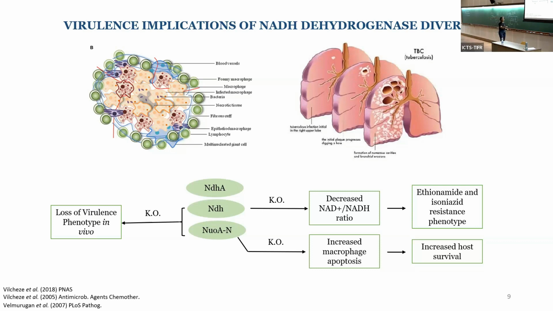And interestingly, if you delete both of them together, then you see complete loss of virulence in vivo. So people actually started here, and they saw that if you deleted both of them, then loss of virulence in vivo basically means that if you have a mycobacterium that is a deletion mutant of both of these enzymes, and you use that to infect a mouse, then the mouse survives and does not develop the symptoms of TB. So they are both necessary for virulence in mycobacterium.